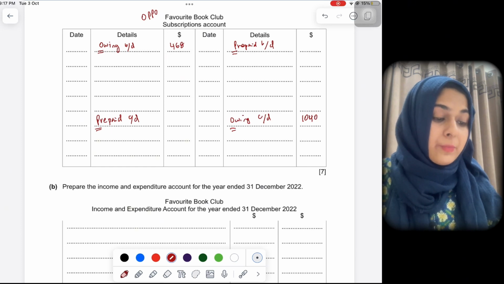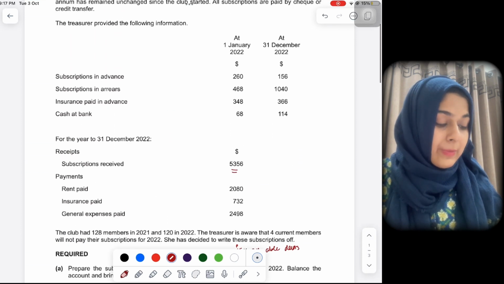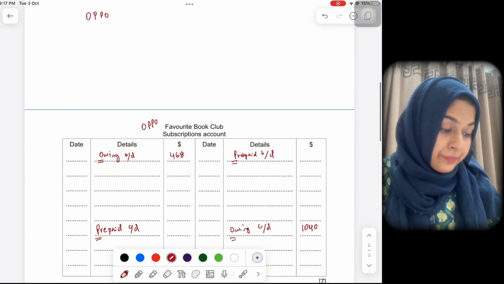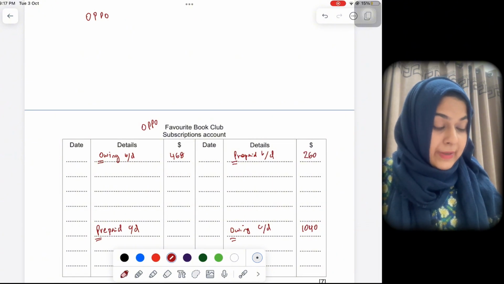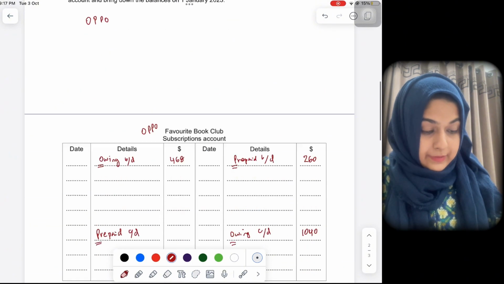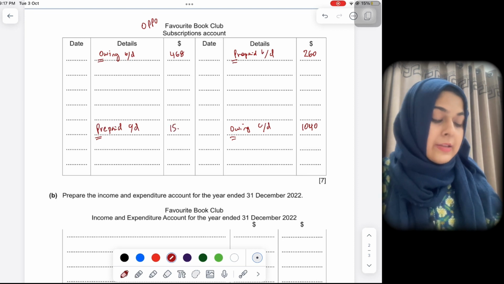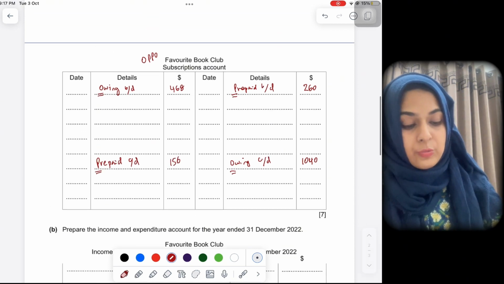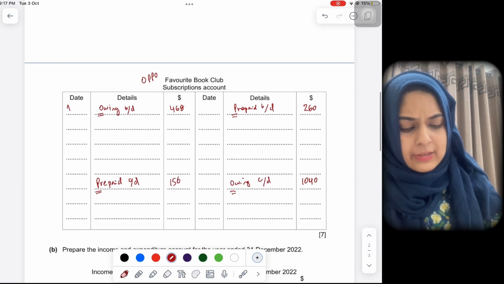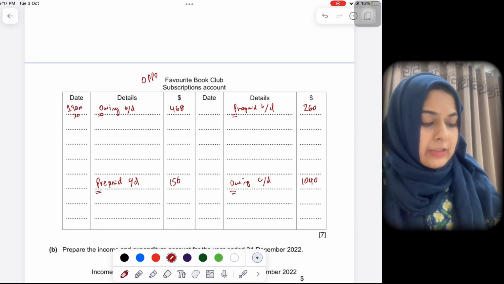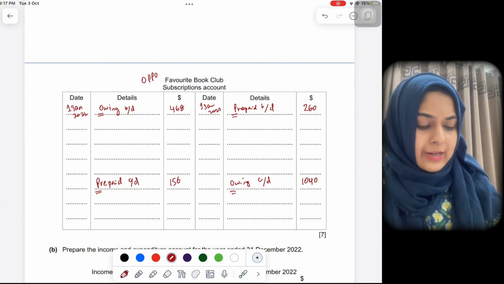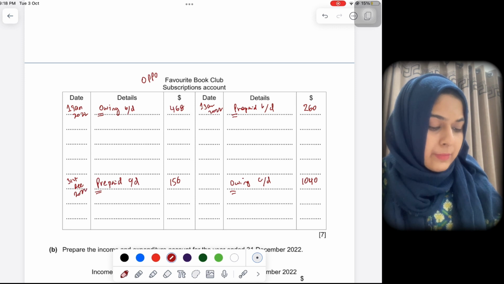And then we have a brought down for prepaid. So prepaid brought down is 260. Prepaid carried down is 156. Now as a student, what you'll do here is write the dates: 1st January 2022. Again, you have to write 1st January 2022 for brought downs. For carried downs, you write 31st December 2022, and again 31st December 2022.